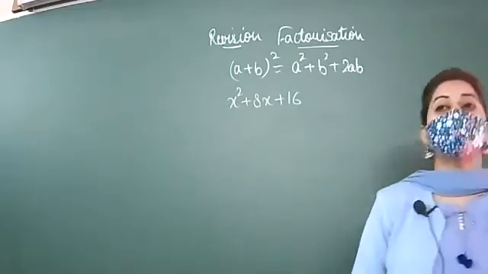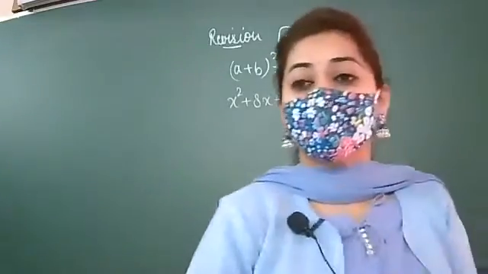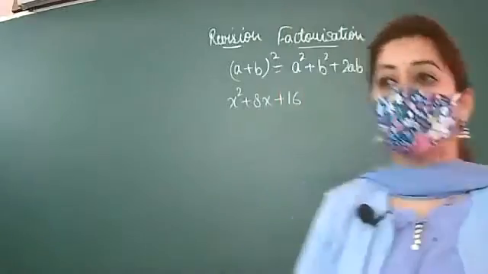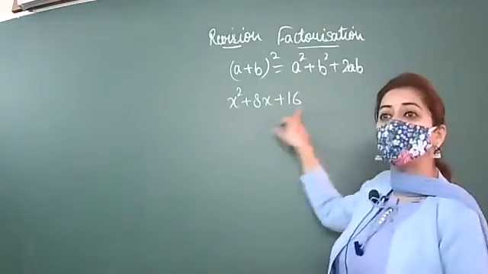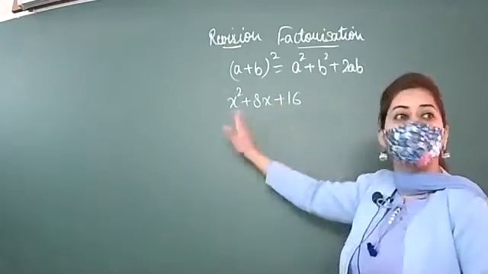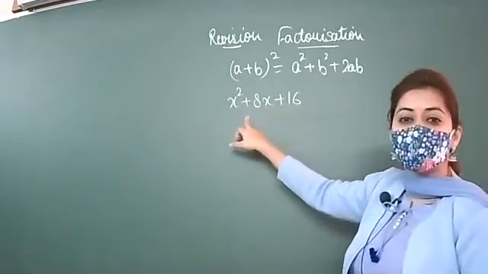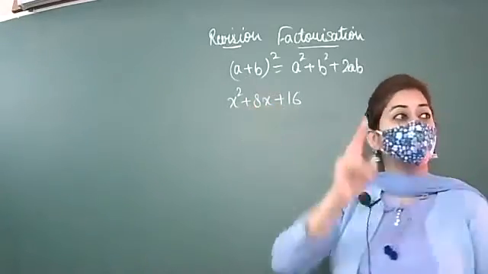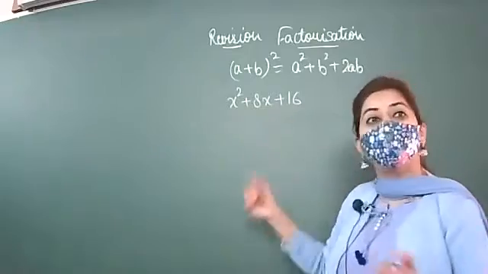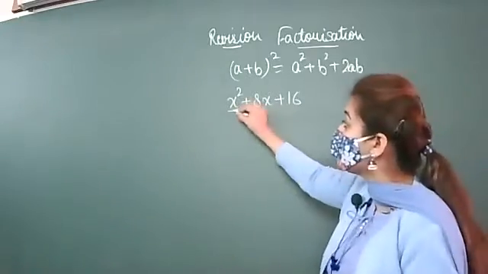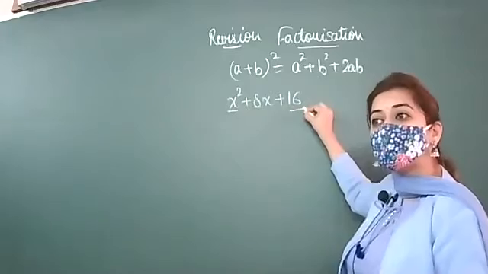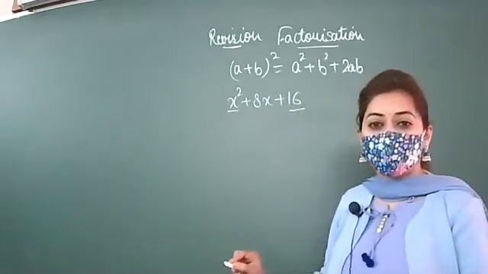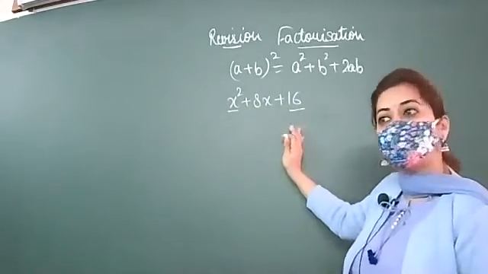So the first condition for using the identity is this: out of the three numbers given in the identity, 2 should be perfect squares. As you can see, three terms are given there. So in this, out of these three, 2 terms are perfect squares. Now here x square is given, so x is a perfect square number. 16 can be written as 4 square, so both are perfect square numbers.